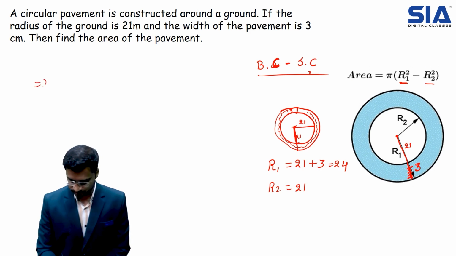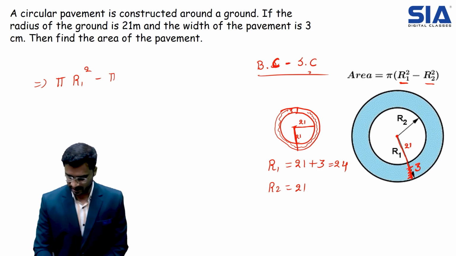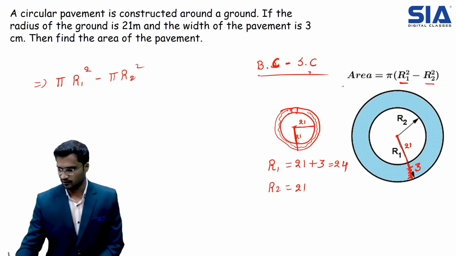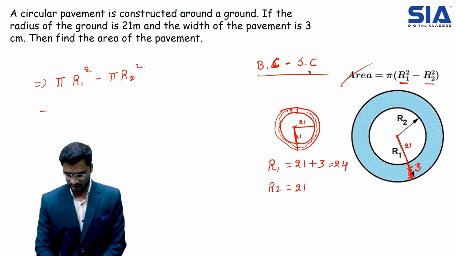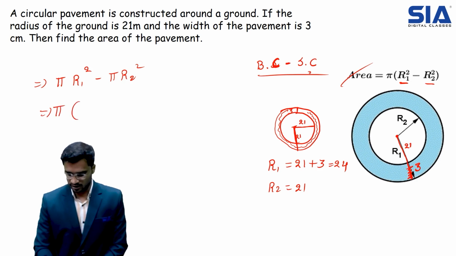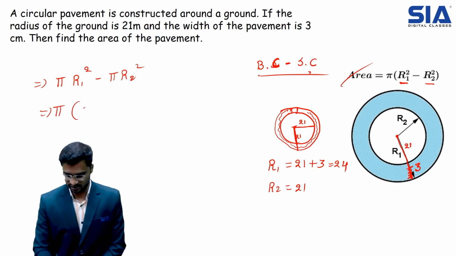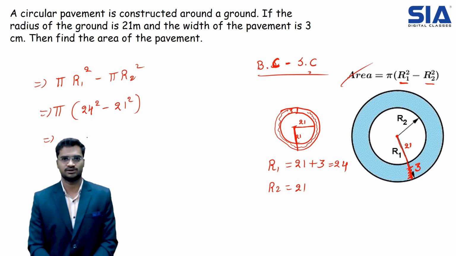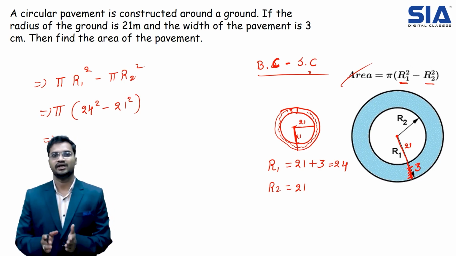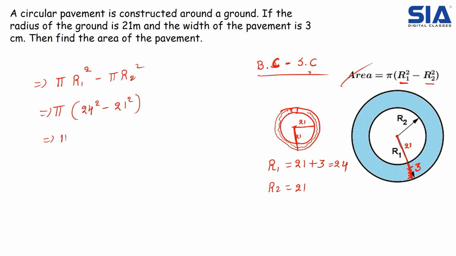So pi times r1 square minus pi times r2 square. I have already given the area formula here. After taking pi common, r1 is nothing but 24 because it is bigger. 24 square minus 21 square. So this is in the format of a square minus b square. A square minus b square can be written as a plus b into a minus b. So pi times 24 plus 21 multiplied by 24 minus 21.